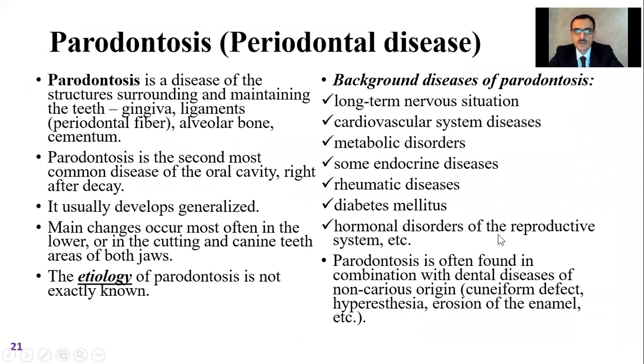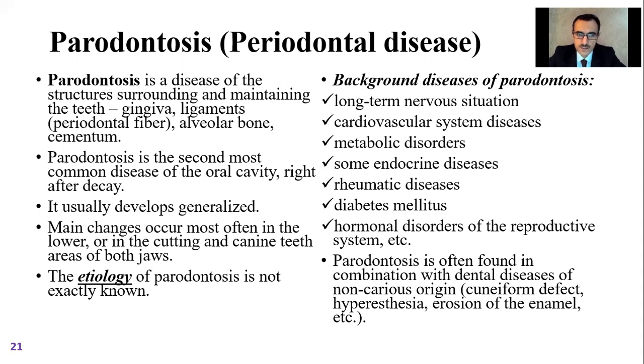Now we have a discussion about parodontosis, or periodontal disease. Parodontosis is a disease of the structures surrounding and maintaining the teeth. It includes the gums or gingiva, ligaments, alveolar bone, and cementum. Parodontosis is the second most common disease of the oral cavity, right after caries. It usually develops generalized. Main changes occur most often in the incisor and canine teeth areas of both jaws.